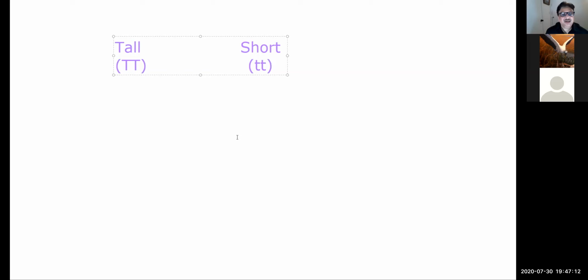Now, for sake of understanding, let me redo it. Tall represented by big T, big T. And a short plant represented by small t, small t. Now, for sake of understanding, let's give a number to this. Let's say this tall plant is 100 centimeters long, and the short plant, in height, we could measure, is 50 centimeters long, right?